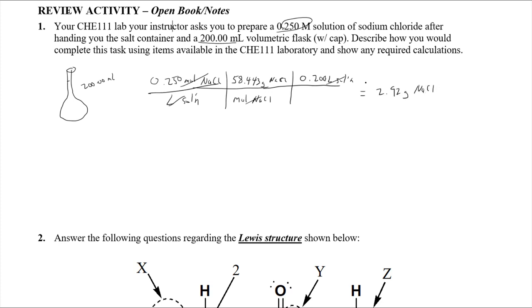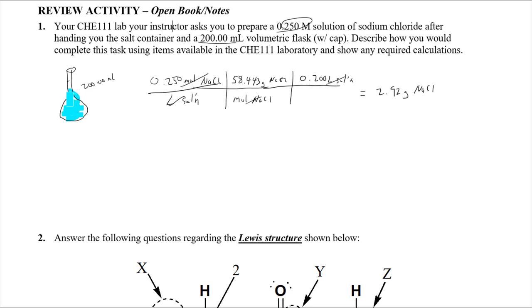And then the question asks, how would you complete the task? Well, you go to the balance and you weigh out the 2.9 grams. There are a couple of different ways you could do it. You could dissolve it in a beaker and pour it into the flask, or if you wanted to, you could be very careful and transfer the solid into the volumetric flask, and then put a little bit of DI water in there, swirl it around, and make sure you get everything dissolved. Put some more DI water in there, swirl it around again.